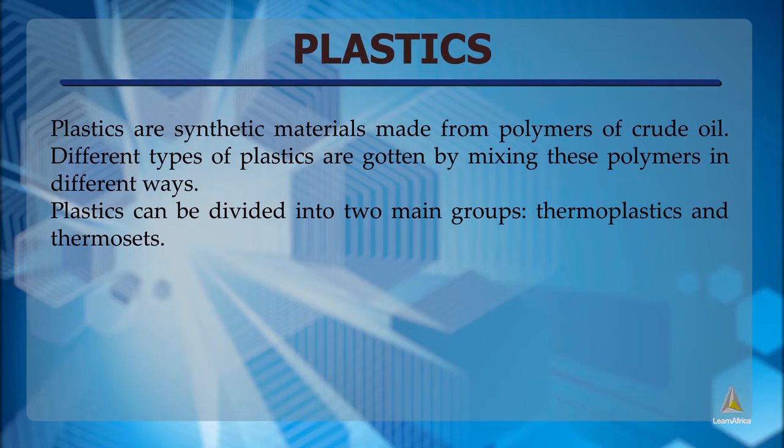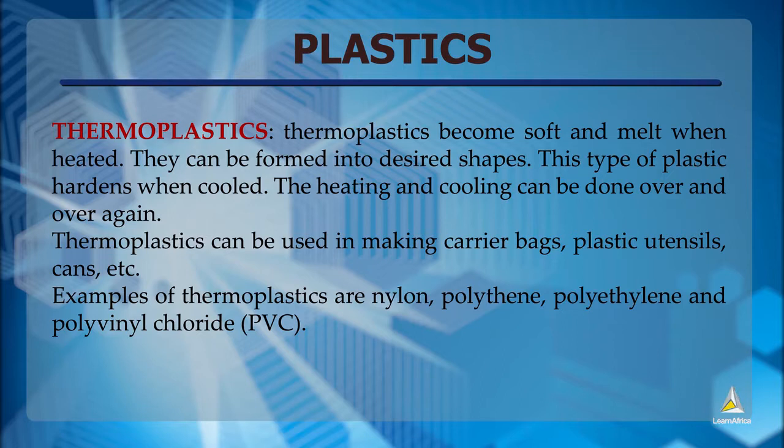There are two groups or classes of plastics, namely thermoplastics and thermosets. Thermoplastics are plastics that can melt and become soft when heat is applied to them. When they are melted into a liquid form, they can be used to mold objects of different shapes and sizes.